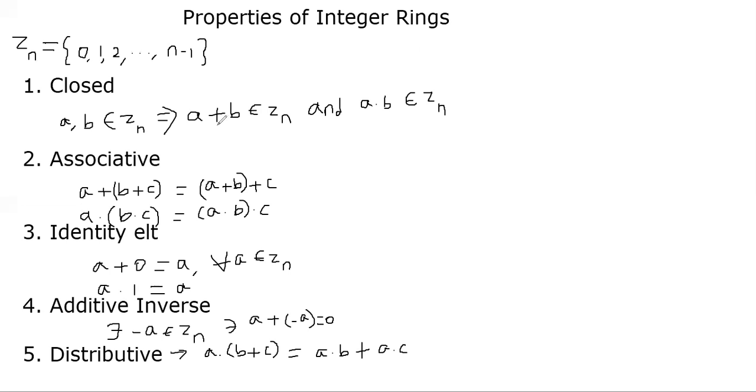All right, so we need two operators. One is a plus, this is the first operator. And the other is a dot, which is a multiplication operator. And the answer must be present within Zn. That's the reason why it's called closed, for any two a and b.